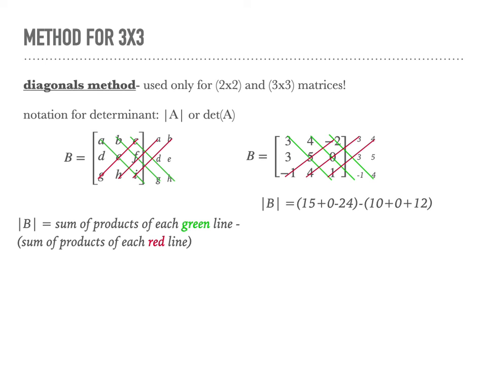sum of the products of the red lines, which is negative 2 times 5 times negative 1, which is 10, 3 times 0 times 4, which is 0, and 4 times 3 times 1, which is 12. And now we have the determinant of B is negative 31.